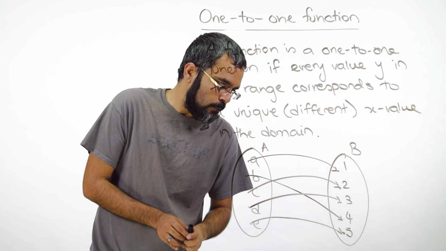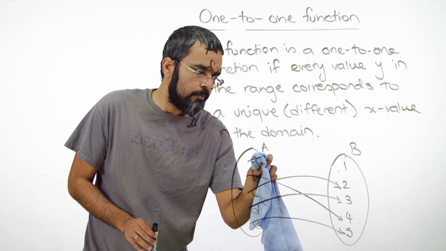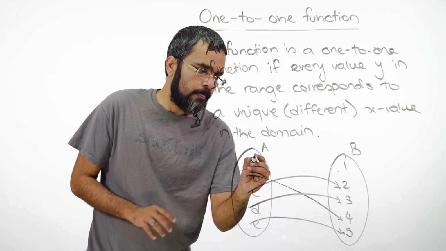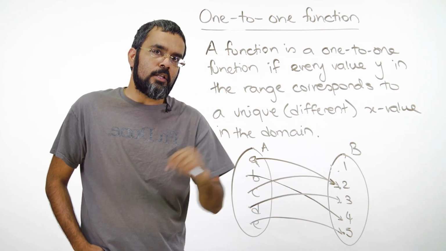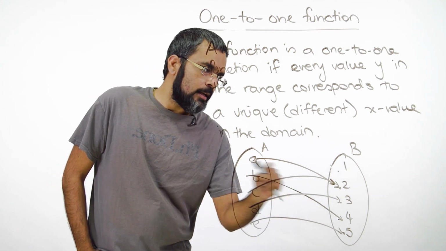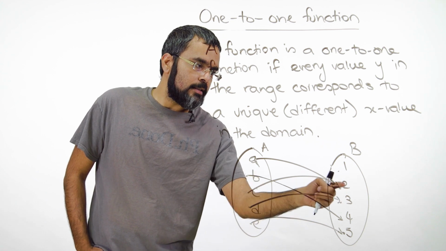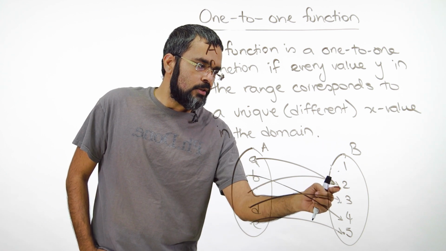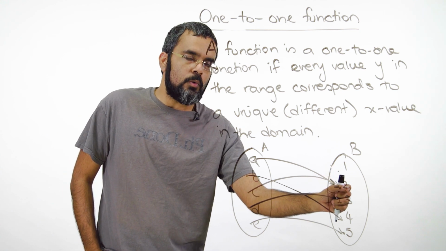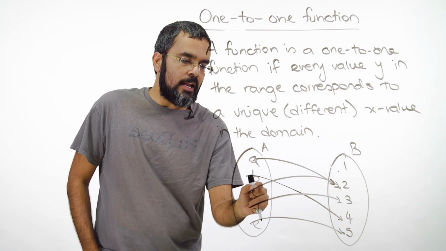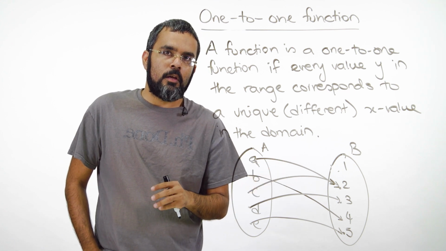Now, let's say for some reason I had A also corresponding to 2, then this is not a one-to-one function, right? Because if you look at the value 2, now it has two values. It has A, 2 goes to C, and 2 also goes to A, right? So this value 2 does not have unique x values, but it has two different x values. So this would not be a one-to-one function.